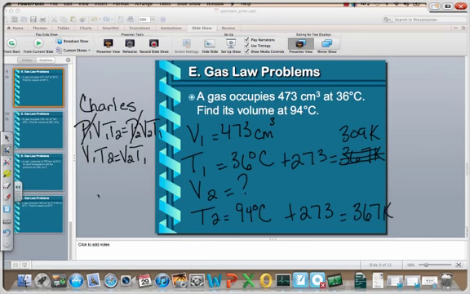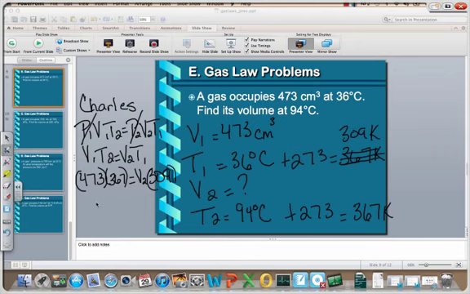All right, so now at this point, all we do is plug and chug. V1 is 473. T2 is 367. Make sure that you're getting the right temperature here, because if you plug in 309, you're not going to get the right answer. V2, we don't know what that is, so we're just going to keep that as the unknown. And T1 is 309. Now we're just going to solve.